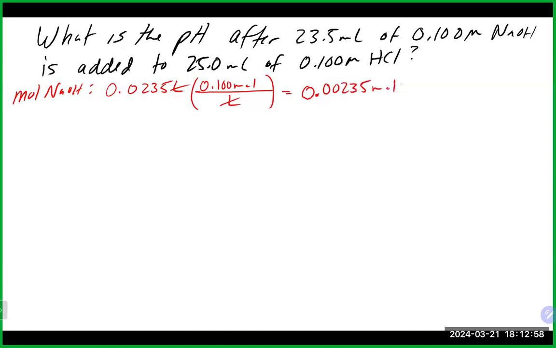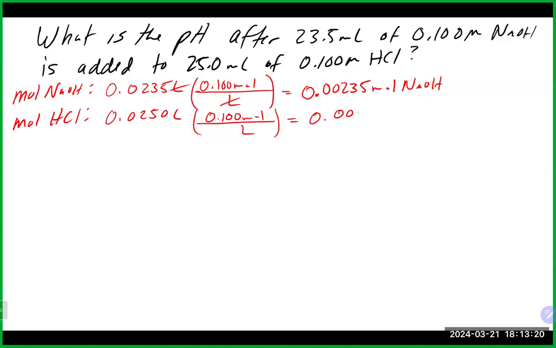0.00235 moles of sodium hydroxide. We're going to do the same thing here for our HCl. In this case, we have 25 milliliters, so divide it by 1,000. We'll also times it by the molarity of our HCl. Going to get us 0.0025 moles of HCl. So again, this is what we're starting with, and this is what we're adding.